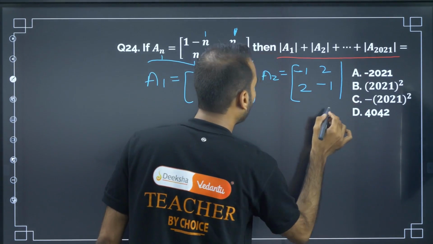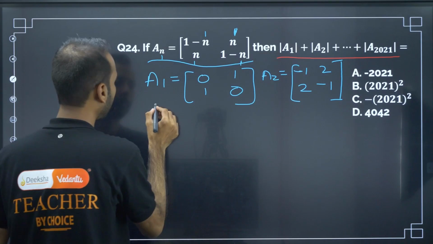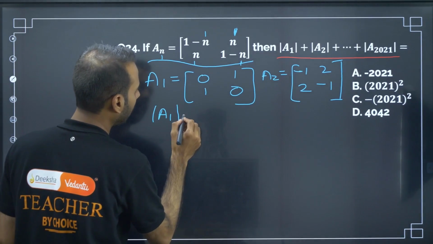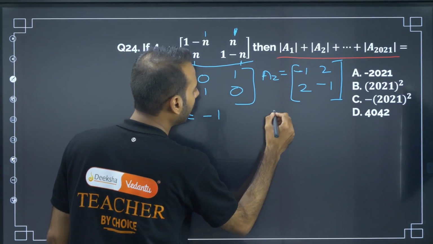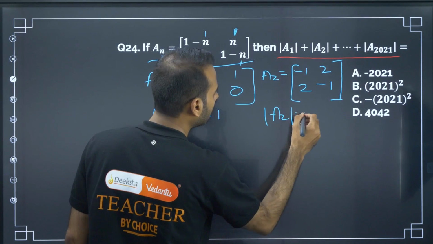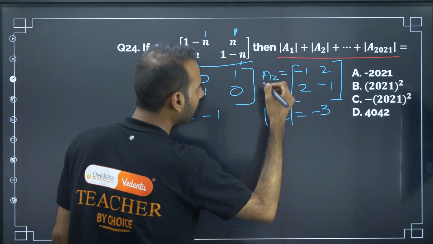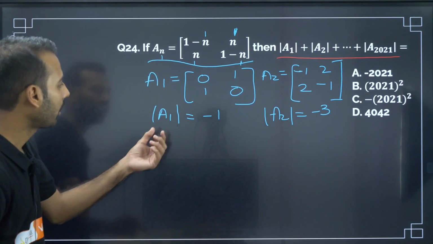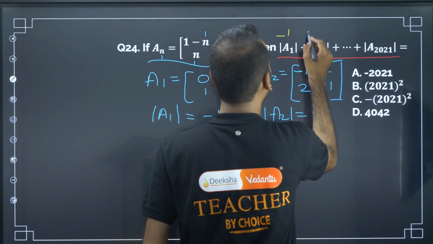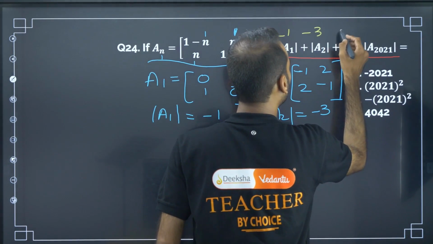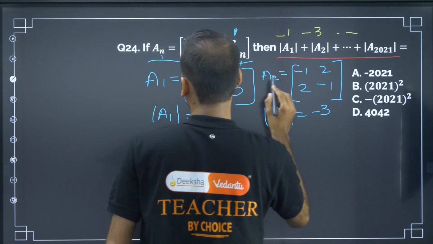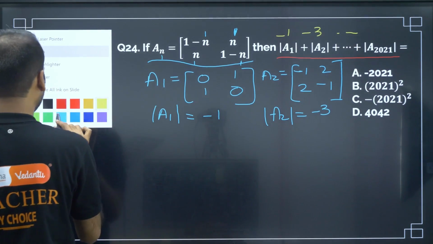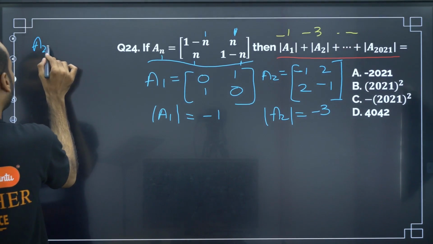Now if I take the determinant of a1, it is minus 1. The determinant of a2 is 1 minus 2, which is minus 3, and so on it goes. The story goes like this. So what is that? Minus 1, minus 3. So it goes on to A2021. Now at last, how might A2021 look?